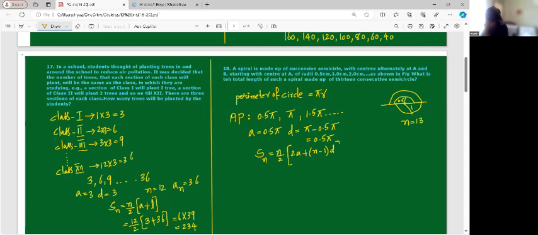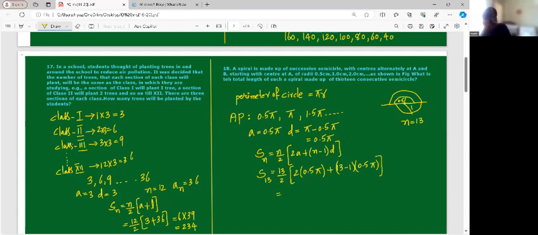2a plus n minus 1 into d. Now S is already 13 there. This is 13 divided by 2 into 2a. 2 into a value is 0.5 into pi, plus n minus 1. It is 13 minus 1 into common difference, which is again 0.5 into pi.